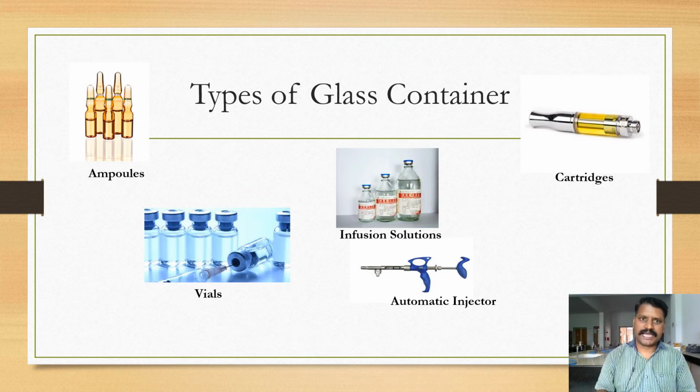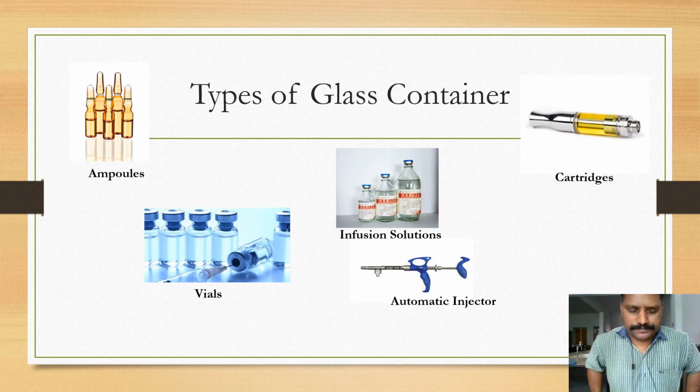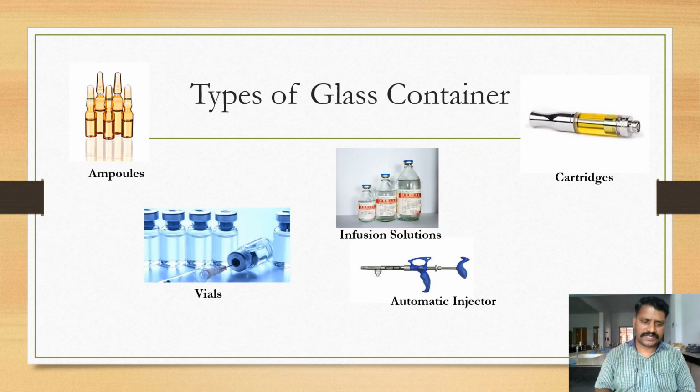So the next type of glass container is vials. Generally glass material is used for the fabrication of vials, which are closed with a rubber stopper and sealed with the aluminum crimp. Basically three components are there: the glass vial, rubber closure and aluminum. No doubt the metal container is involved, the rubber closure is involved, and the glass is there.